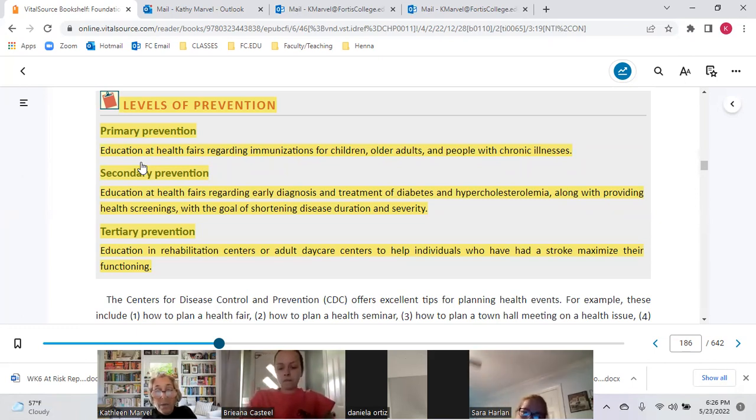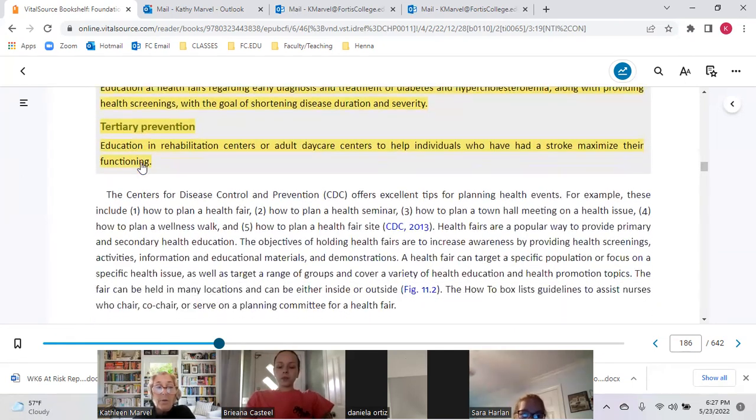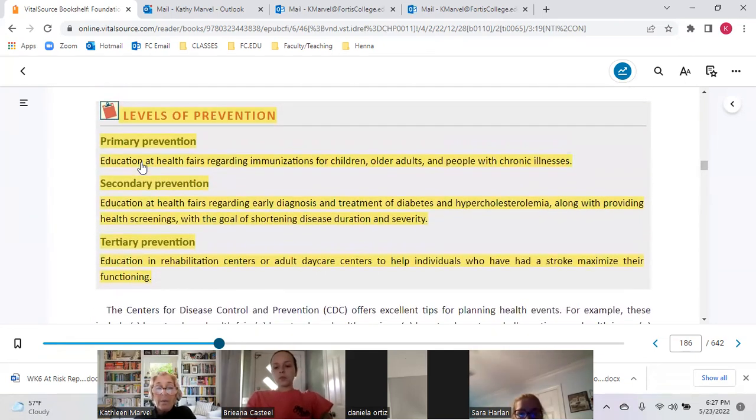And then tertiary is working with people that already have a disease or a health issue. So here, education in rehab centers or adult daycare centers to help individuals who have had a stroke maximize their functioning. The group is people who've already had strokes. And what are we doing for them? We're trying to educate them and teach them how to maximize their functioning. Do we all understand that?